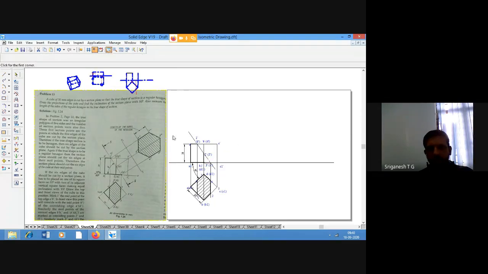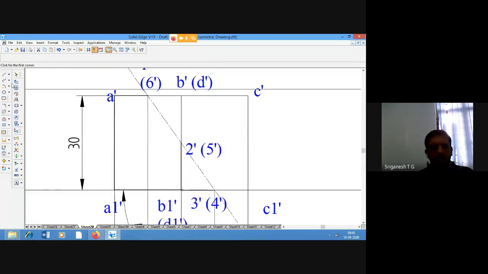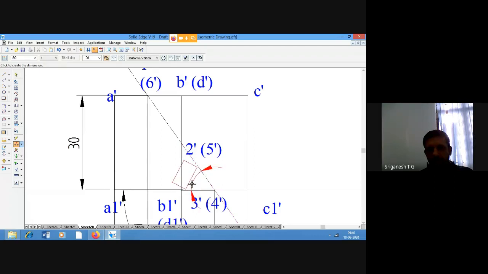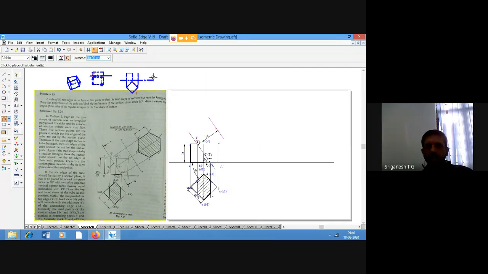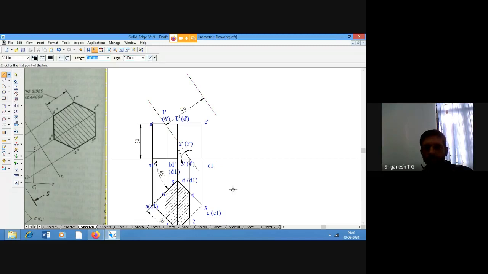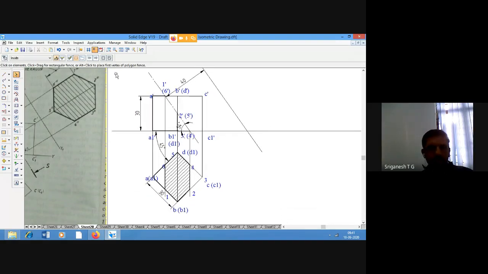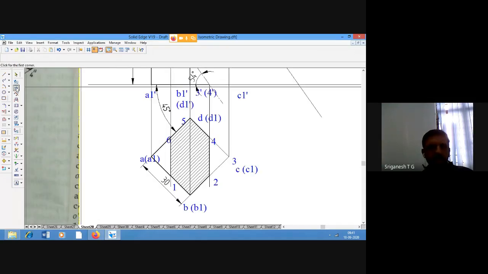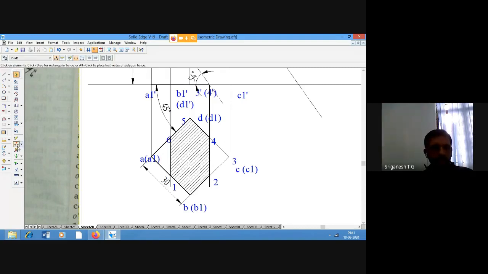Okay, now you can take a protractor and measure what the angle is. Now draw a parallel line to this. I'll offset it, and I'll give extend to next. Now the first thing that we are supposed to do after this is to measure the distances in the top view from the XY line. So let me see whether it works out.